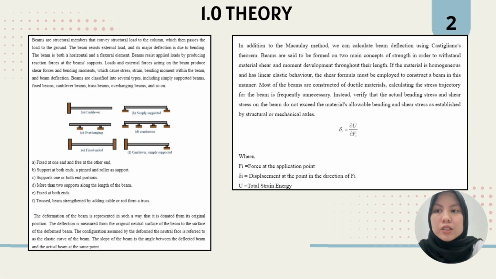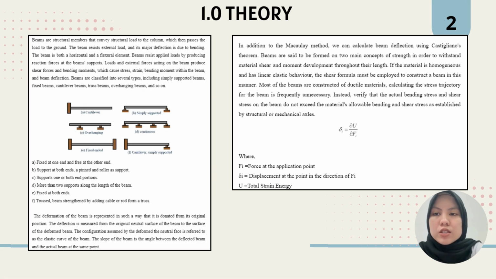The beam resists internal load and its major deflection is due to bending. The bending is both a horizontal and a pressure element. Beams resist applied loads by producing reaction forces at the beam supports. Loads and external forces acting on the beam produce shear force and bending moments, which cause stress, strain, bending moment within the beam, and beam deflection.